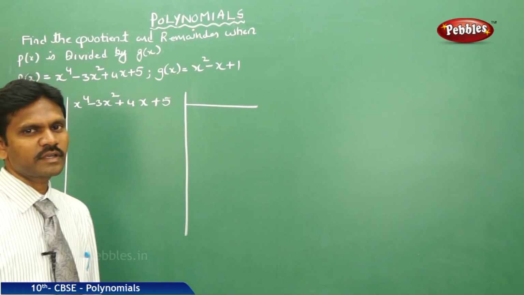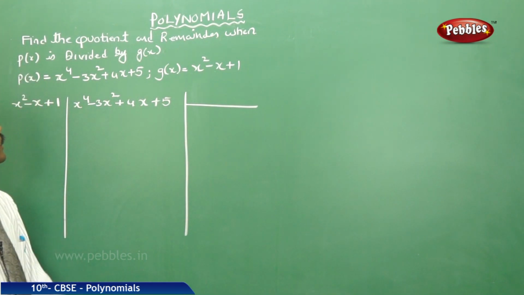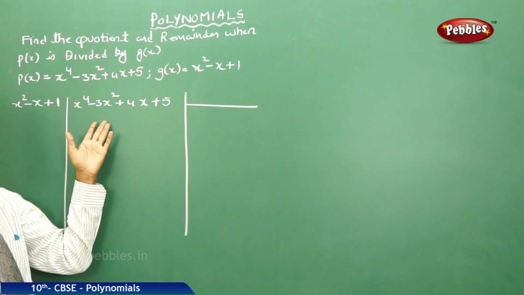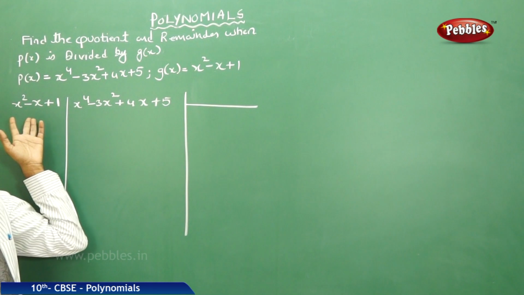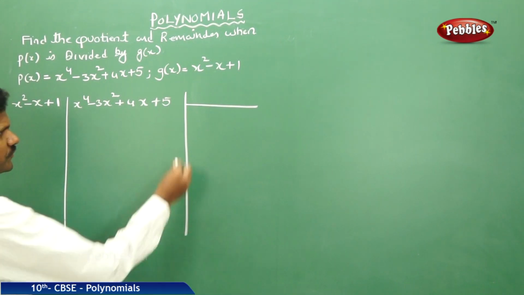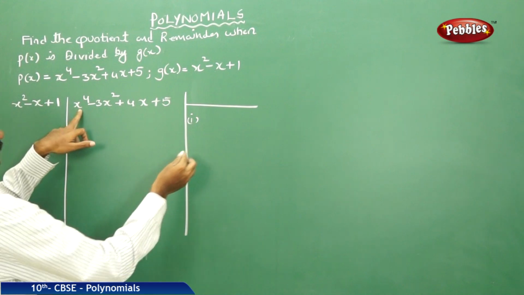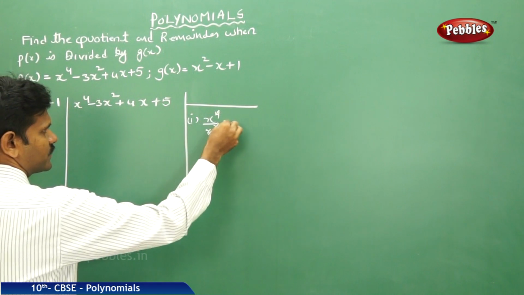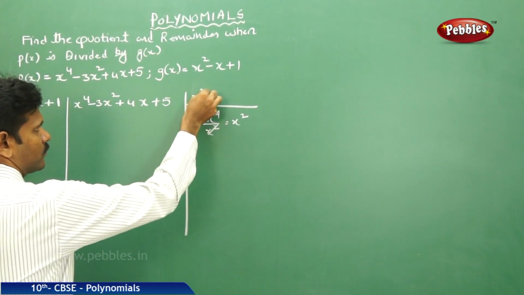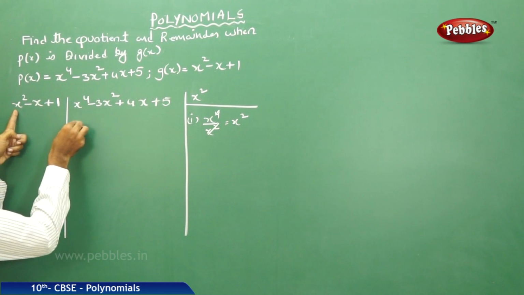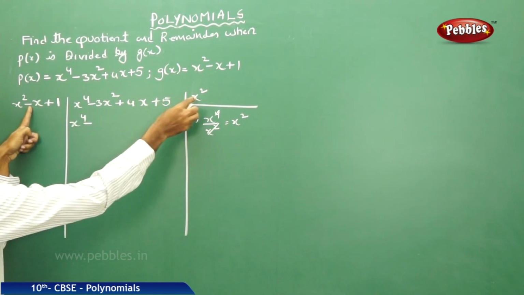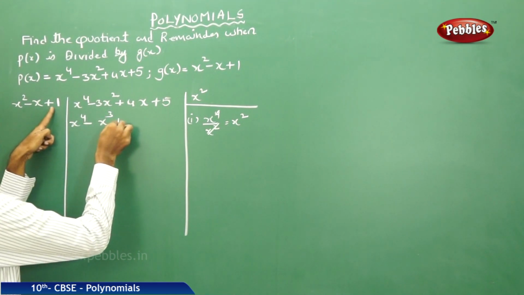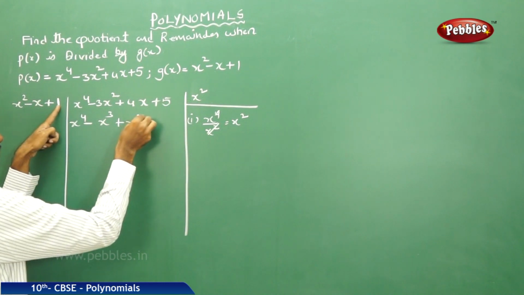Find the quotient and the remainder of the following question. When p of x and g of x are given, now let us arrange: p of x is the dividend and g of x is the divisor. Then follow the first calculation. The first term of the dividend, x to the power 4 by x square, will give you x square. X square into x square, x to the power 4, minus x square into x cube, plus x square into 1, x square.